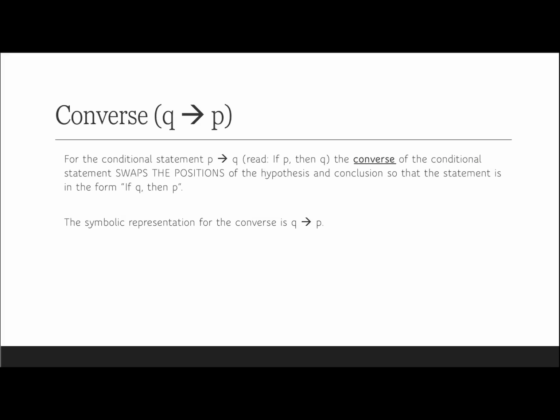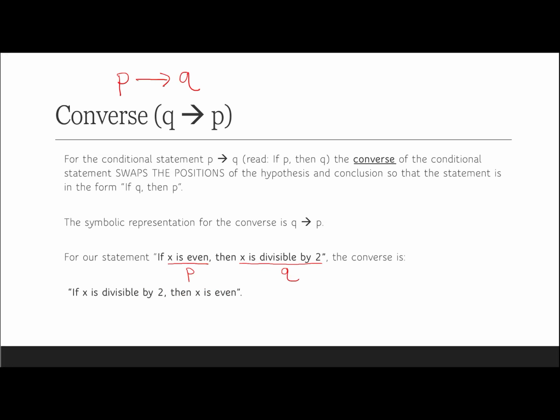The first type of conditional statement we have is a converse. So if P then Q is the original statement, the converse is formed by swapping the positions of the hypothesis and the conclusion. If we have the statement, if x is even, then x is divisible by 2, x is even is the hypothesis, and x is divisible by 2 is the conclusion. The converse is going to swap the hypothesis and conclusion so that we get if x is divisible by 2, then x is even. We can see that this is if Q, then P.